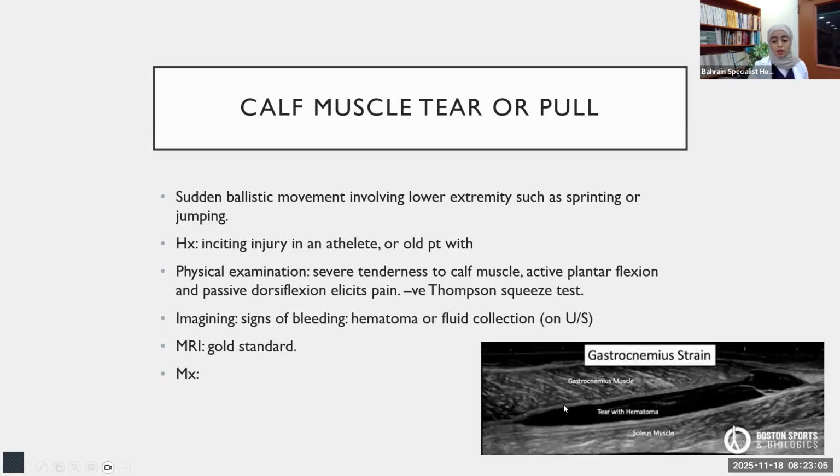For the imaging, on the ultrasound, we can see hematoma or fluid collection. So this is the gastrocnemius muscle, which is one of the calf muscles. This is the soleus, and you can see there is a tear with hematoma collection in between of them. The MRI, of course, is the gold standard. The management depends on the case, either conservative or in more severe cases could be evacuation.